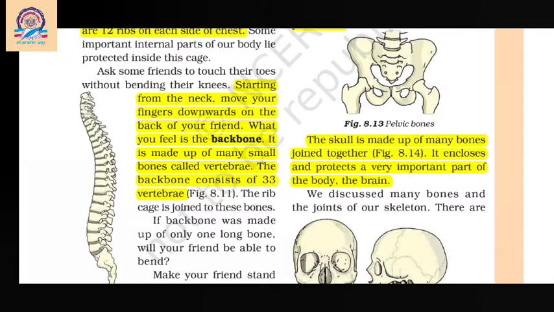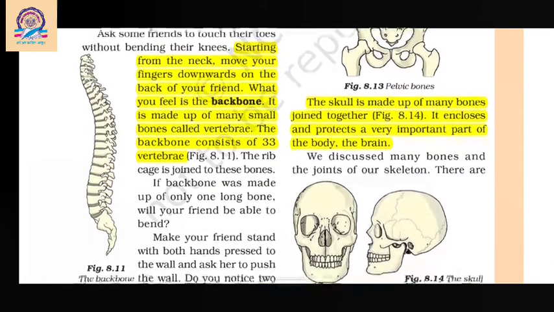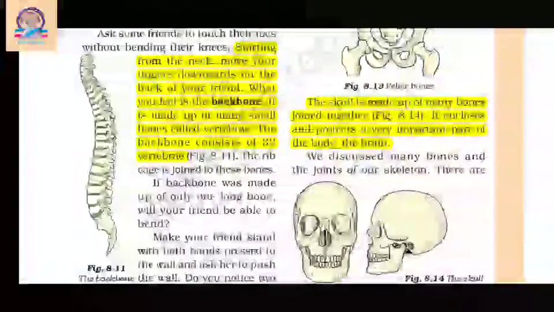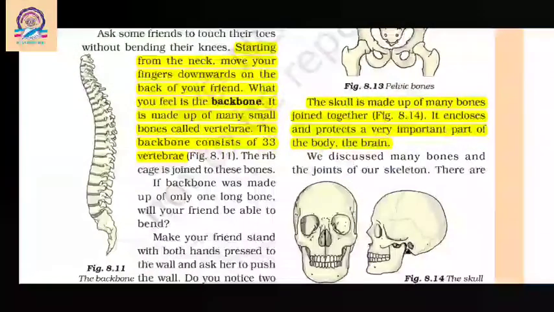When you touch your back, there is a bone in the middle, starting from the neck and lasting up to your hip. That entire bone is known as the backbone. It is made up of many small bones called vertebrae. As you can see in figure number 8.11, there are many bones joined together. These small bones are known as vertebrae. This backbone consists of 33 vertebrae.